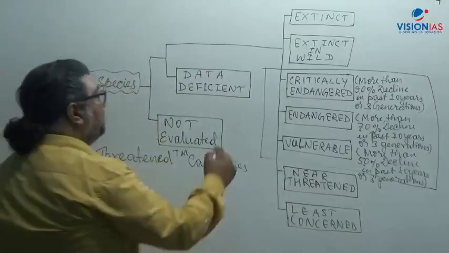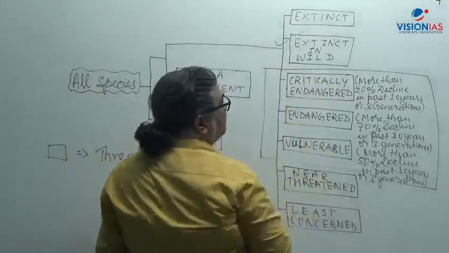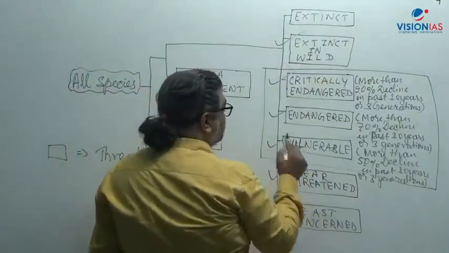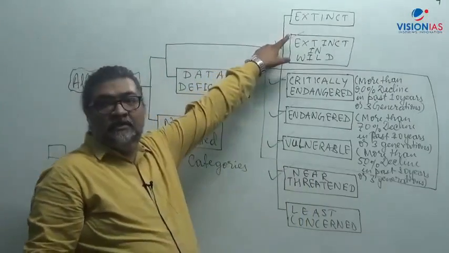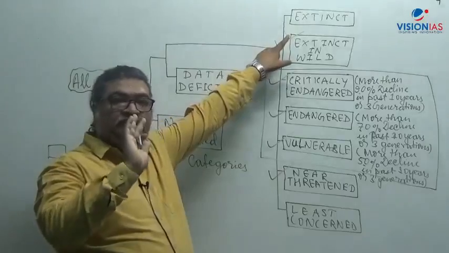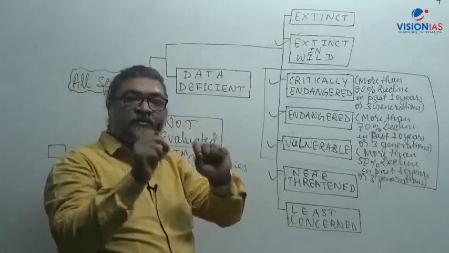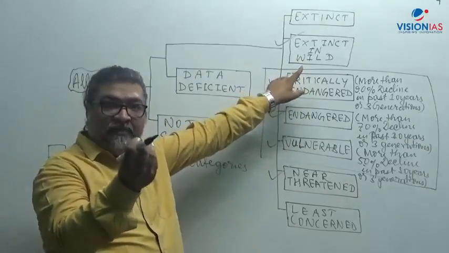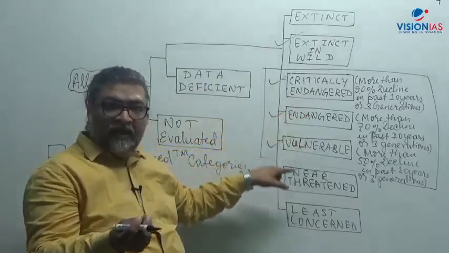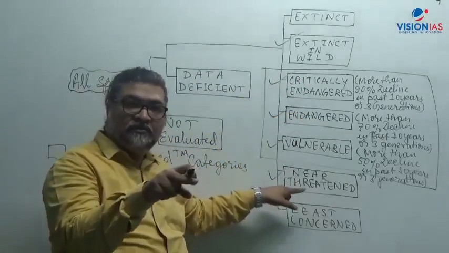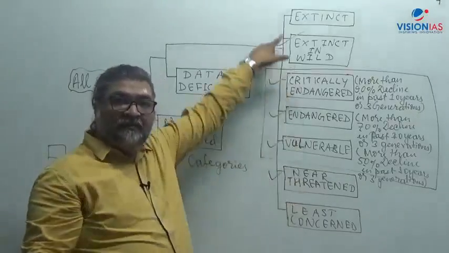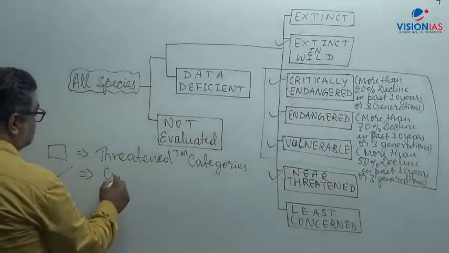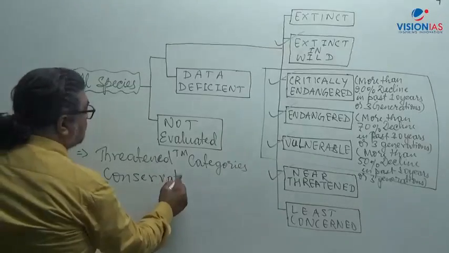Now which requires more conservation? Extinct in wild requires a very high level of conservation. Then critically endangered, endangered, vulnerable and near threatened. Extinct species have already gone extinct. Where we require a higher degree of protection is extinct in wild, because only few members are surviving; critically endangered, endangered, vulnerable, and now the threat has started with near threatened. So these 5 categories are called conservation categories.